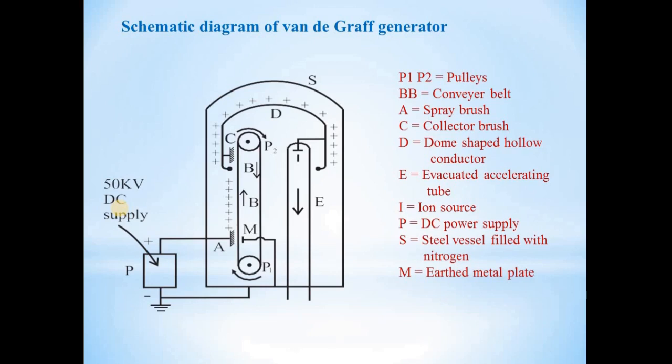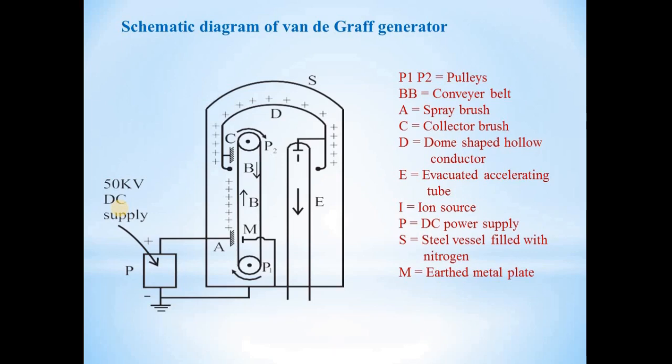First we see the construction. What are the terms which are given here? P1, P2, B, A, C, D, E. Now discuss in detail. An endless conveyor belt BB, as seen in the figure, made of an insulating material such as reinforced rubber or silk, can move over two pulleys P1 and P2. Means P1, P2 are the pulleys and BB is the belt. That belt is moving over those pulleys with a motor.